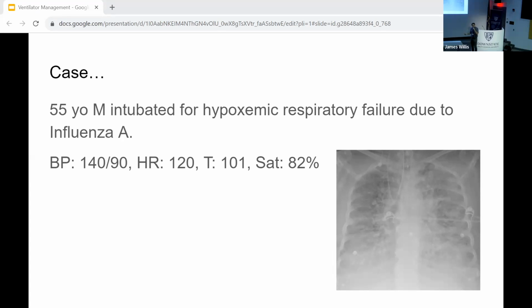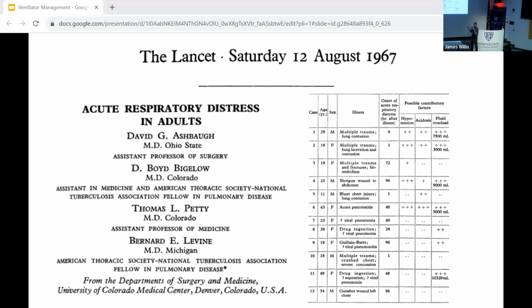This is hypoxic respiratory failure. This is ARDS. And ARDS is actually an interesting condition. First described in 1967. The same year, respirator lung was described. Respirator lung is discussion of ventilator-induced lung injury. 1967, both conditions first described.